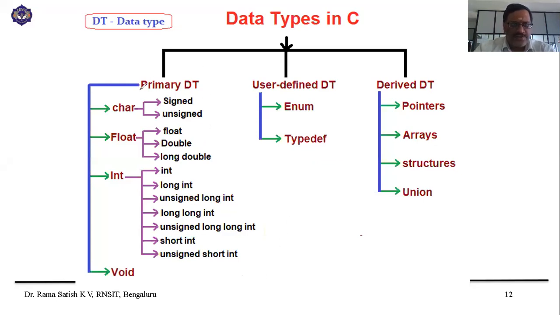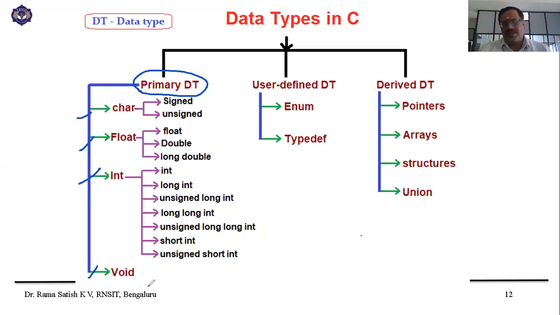The first one is primary data type. This is also called basic data types; in some books it is written as basic data types. What are primary data types? There are four primary data types: char, float, int, and void. Void is nothing but if you want to store an empty value, it's void.